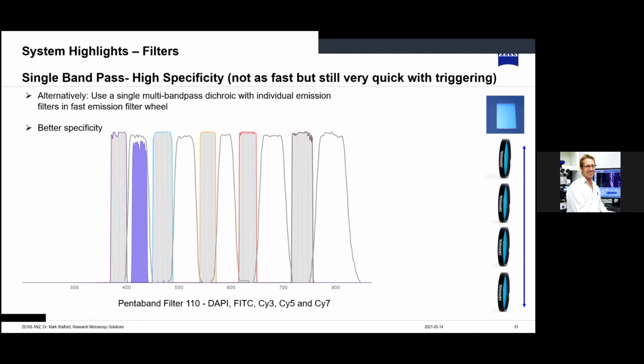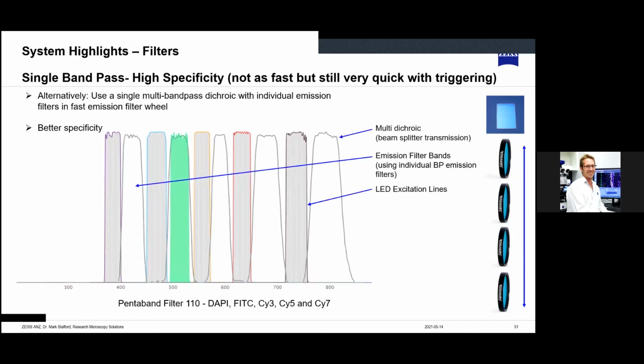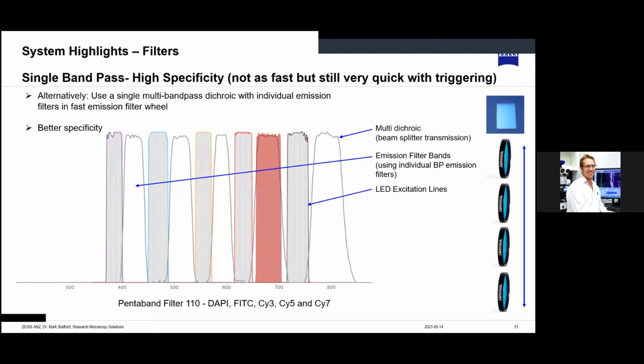So if you want to go fast, you have the quad band, the penta, but you don't worry about that crosstalk. I would say localization as well.